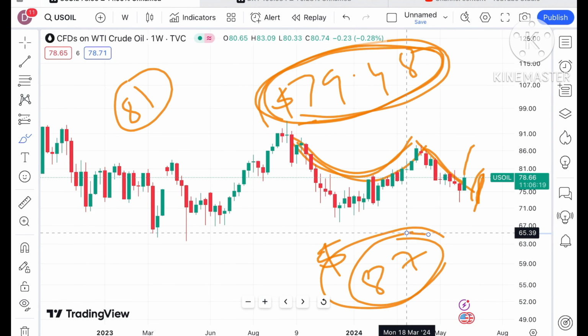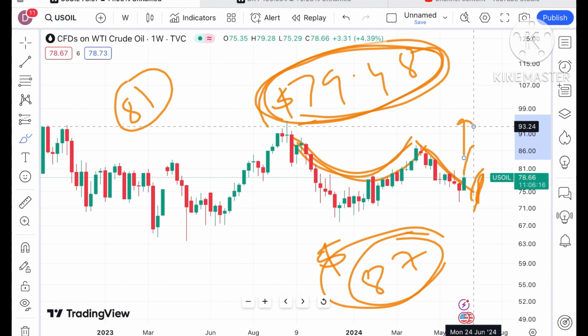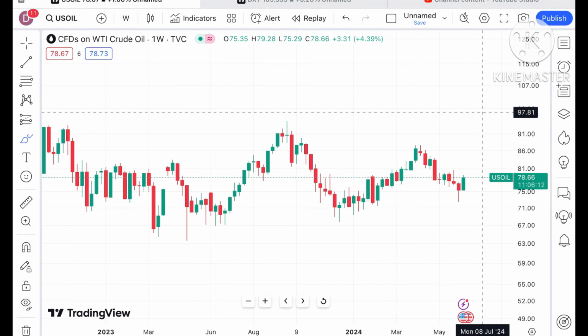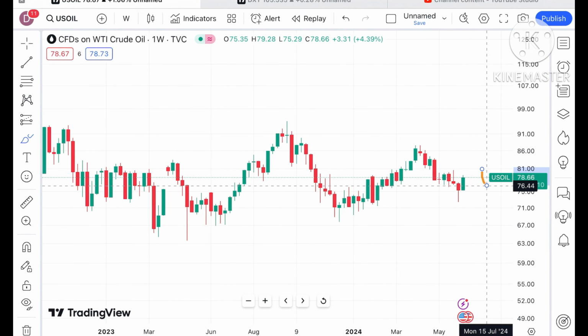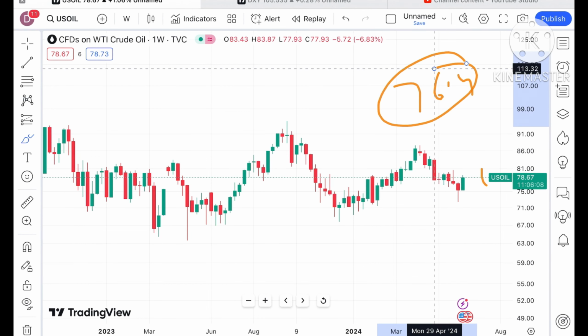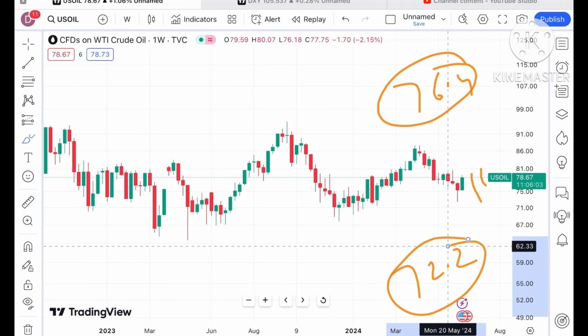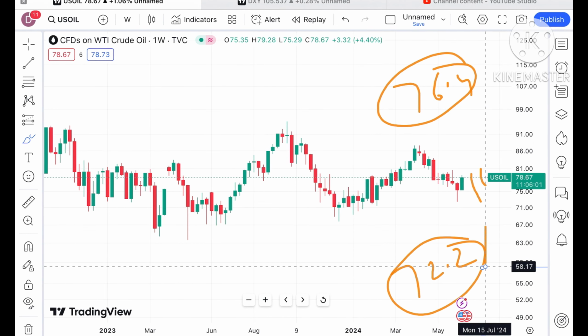This 87 is also being tested already, so chances will be high that it will sustain above this level and we can see a further upside movement. But if the price doesn't sustain, it can come down again towards a level of around 76.4, and if that level doesn't sustain, we can see a further fall towards $72.2, and then a further low.